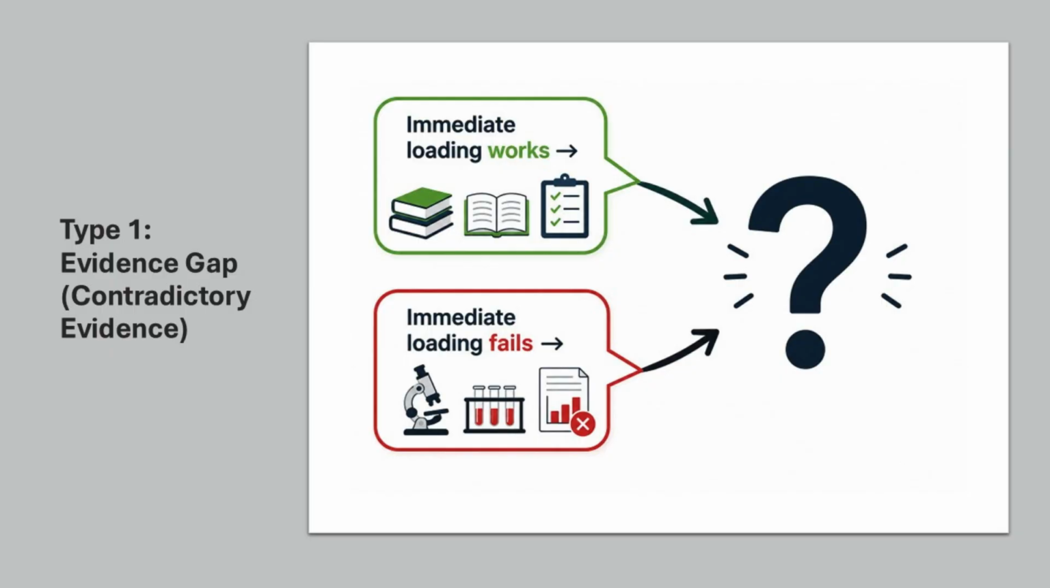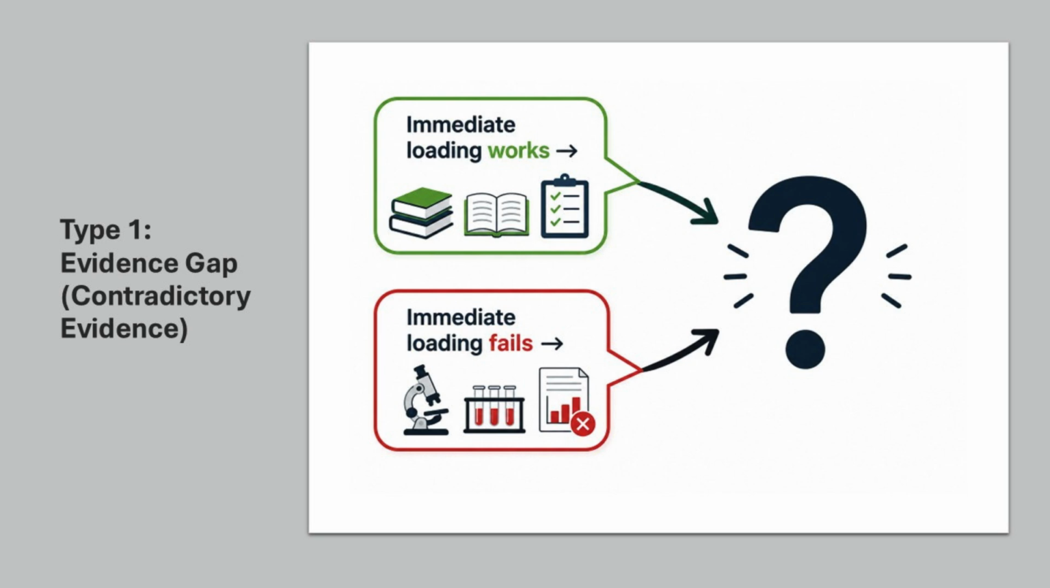Type 1. Evidence gap. This is when studies on the same question produce conflicting results. Take immediate loading of implants in the mandible. Some studies report 95% survival rates. Others report higher failure rates in specific populations, say, patients with bruxism or poor bone quality. Why does the gap exist? Different sample sizes, different follow-up periods, different inclusion criteria.